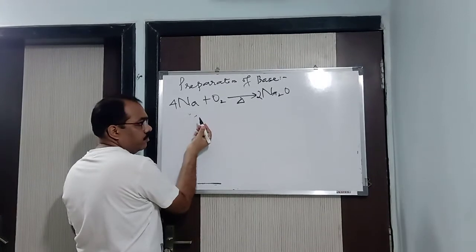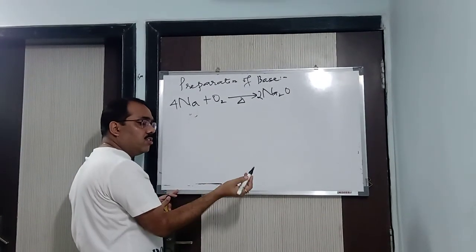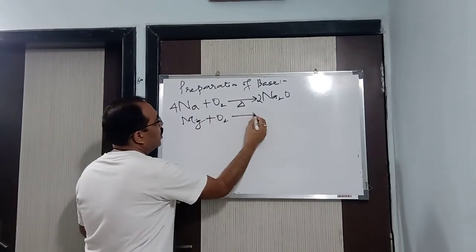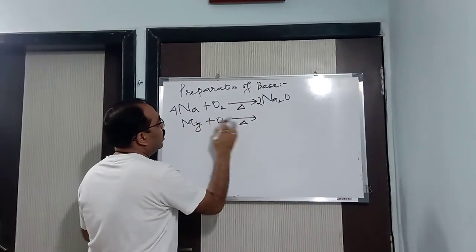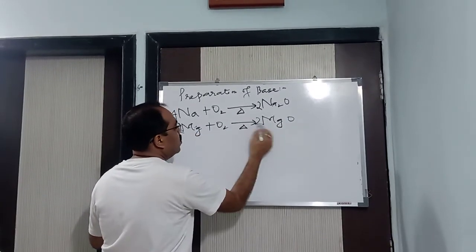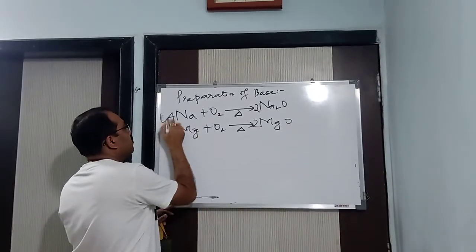You can do it with calcium. When calcium is heated with oxygen, it gives you calcium oxide. When magnesium is heated with oxygen, it gives you what? Magnesium oxide. This can be done, because you know that when magnesium burns in air, it burns with a dazzling white light. That is 2Mg plus O2 gives 2MgO. It burns with a dazzling white light. So in this way we can do it. This is the first method.